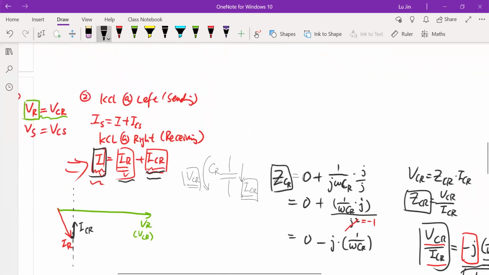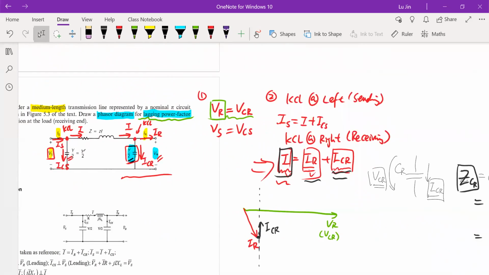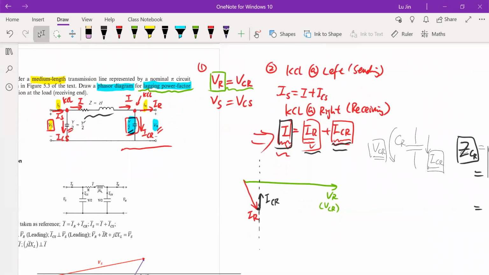The summation of these two vectors gives us the vector current I, the current going through the line impedance. We have known the I_R and the I_CR. The summation of these two vectors should be the diagonal of these two vectors, so I'm drawing it here using the red pen again. This new red vector is our vector I. This is the vector I. Now we have half done this.